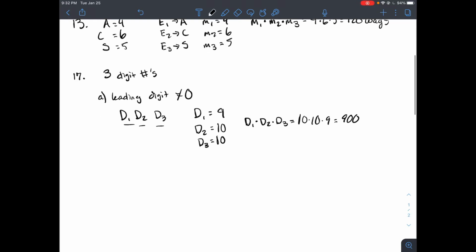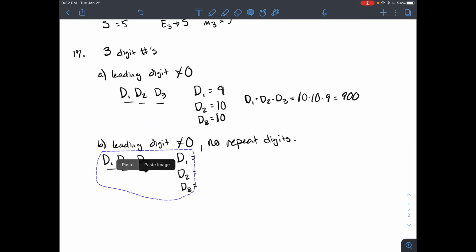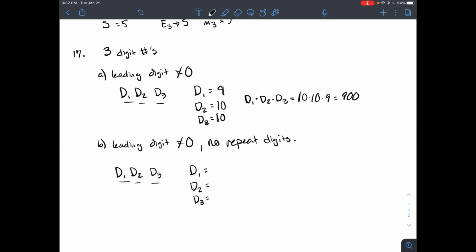And then let's just do B, and then we'll leave C for maybe class. Now this one is the same thing. Our leading digit can't be 0, and there are no repeat digits. So I'm going to copy our same little setup and bring that on down here. Our leading digit can't be 0, so that is going to be 9 again for D1.